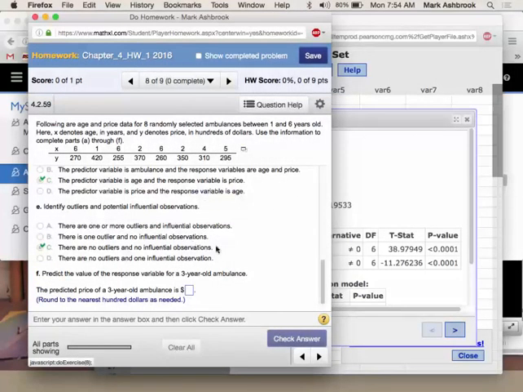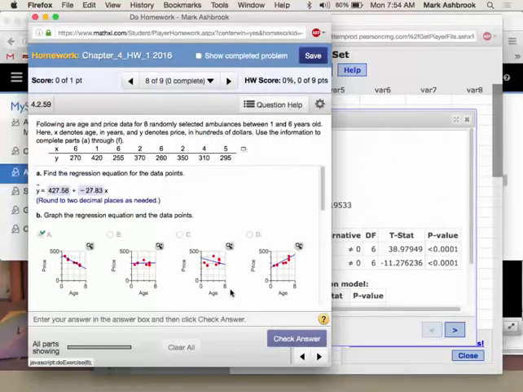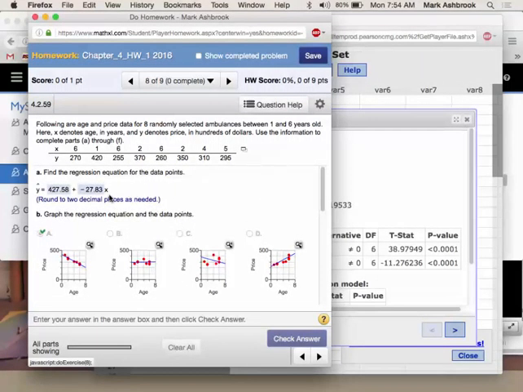Okay, questions on this problem? Oh, there's still another one. Predict the value of the response for a 3-year-old ambulance. So this is what a regression line does. We don't have data for a 3-year-old ambulance, right? We have 1, 2, 4, 5, and 6. But we don't have 3, but the line can give us other points like 3. So we're going to plug 3 in for x, and it'll give us the corresponding value of the point on the line that predicts what the price will be for 3 years. Someone crank that out.